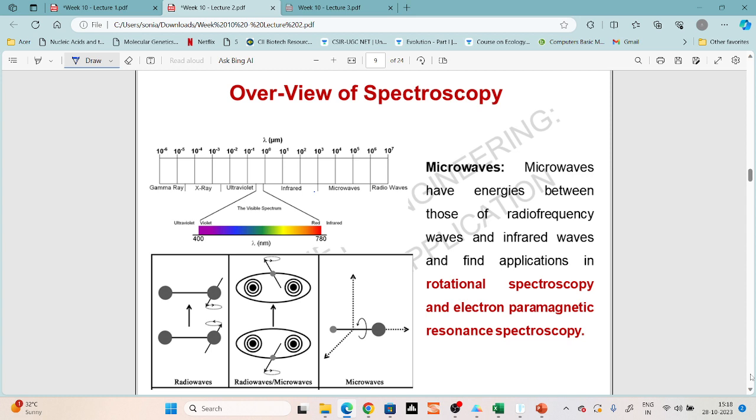That means for studying the property of a nucleus, only radio waves are used. But for studying the properties of an electron, you can use either radio waves or microwaves. So, microwaves have applications in rotational spectroscopy and again in EPR.